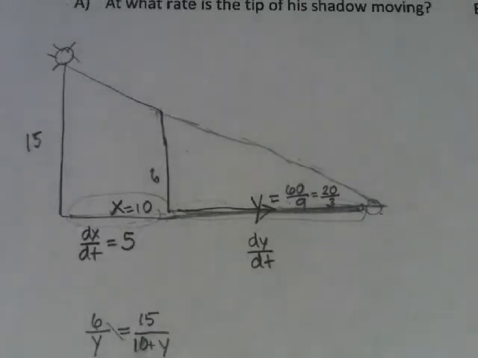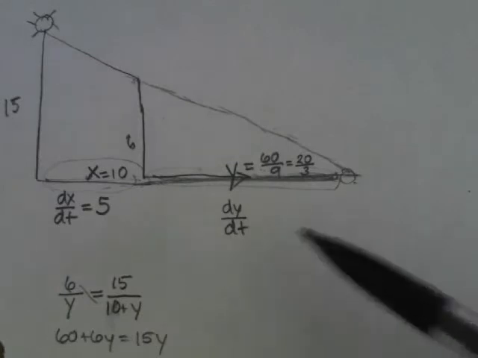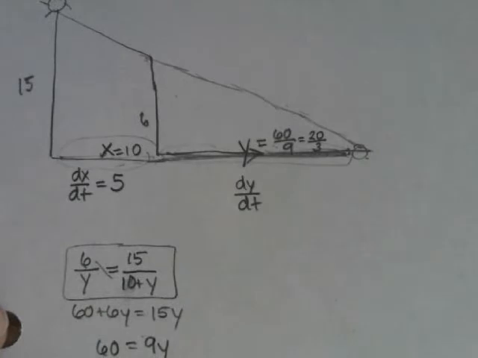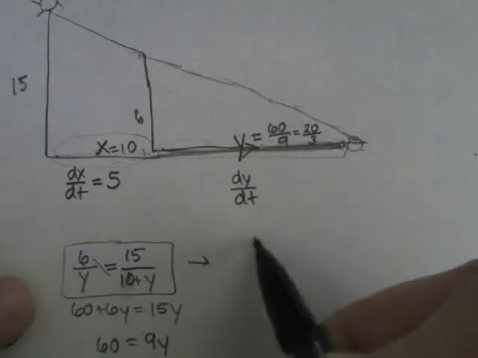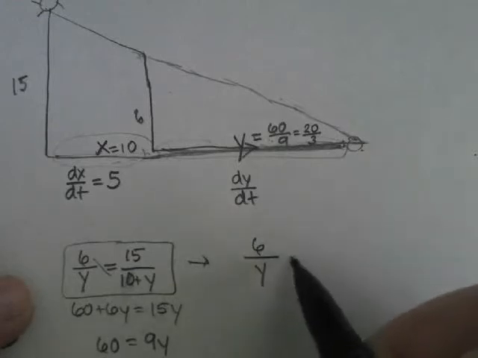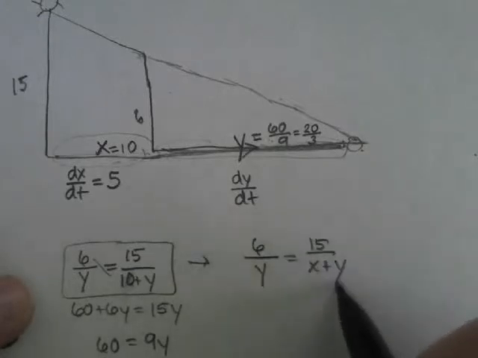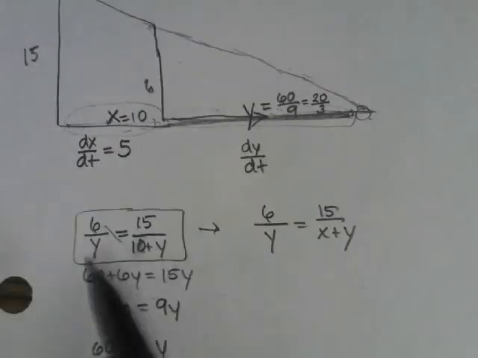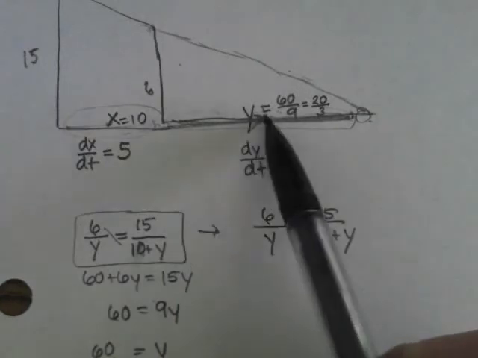So they want dy/dt. So we need some formula that's going to involve x and y. That's really the only option we have here. Okay? And we have that formula, it's right here. But we can't use the 10. So I'm going to go back and rewrite that. 6 over y equals 15 over x plus y. And the reason we can't use the 10 prior to differentiating is because it's not a constant. We only use the 10 momentarily to figure out what the y value was going to be at the moment when the x value is 10.